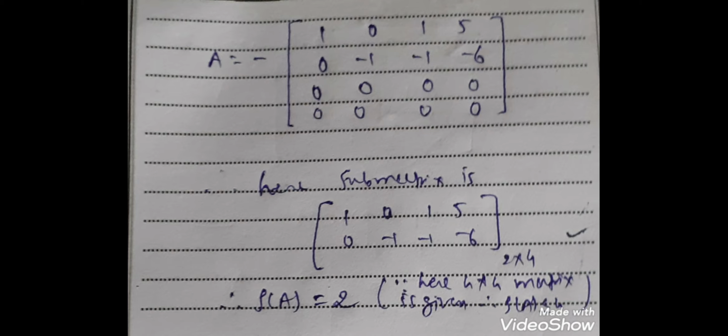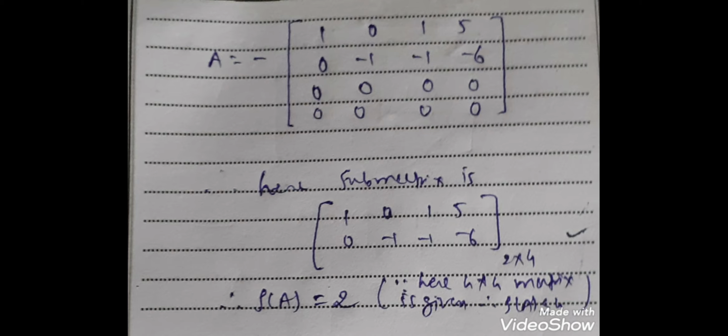And similarly, if we multiply the first column by minus 1 and add it into the third column, then we get 0, 0 in the third column, and if we multiply the first column by minus 5 and add it into the fourth column, then the fourth column contains the elements 0, 0. So the third and fourth columns contain all entries 0. So this matrix is converted into a submatrix, that is 1 0 and 0 minus 1.